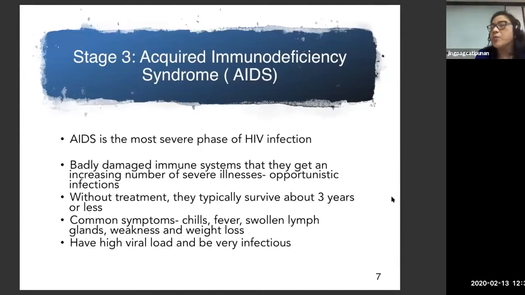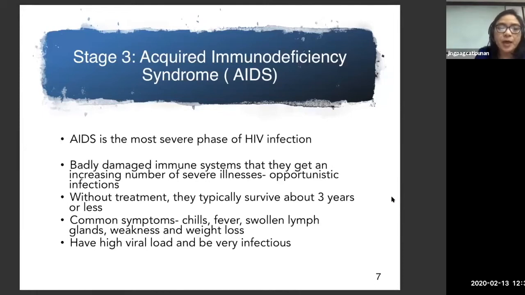This is where we get most of our patients, that they already present with AIDS-defining illnesses because they were not tested during infancy, or were not given the drugs, or because they were exposed to their parents or to the mother.